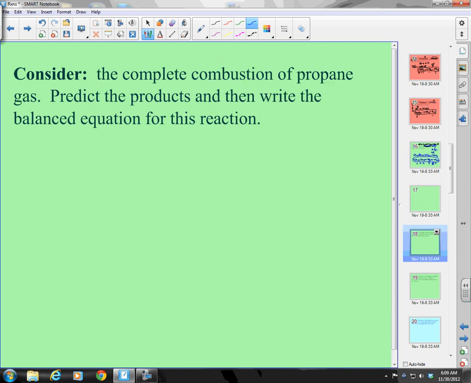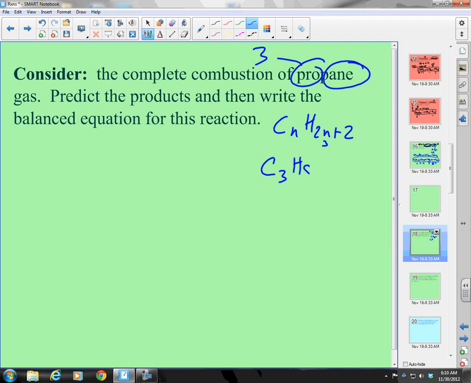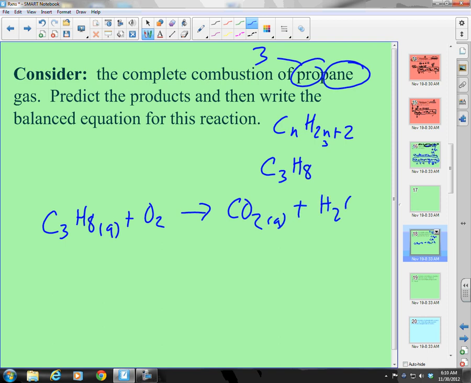I like it. You guys do this one. Okay, the complete combustion of propane gas. Here we go. "Ane" means I have an alkane. Alkanes are CnH2n+2. Prop means 3, so I have C3, and H8. So I have C3H8, and that is what? Gas, plus oxygen, yielding carbon dioxide gas, plus water vapor.